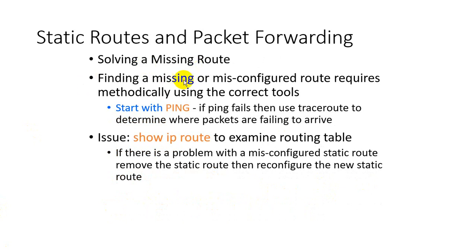Solving a missing route. Finding missing or misconfigured routes requires methodically using the correct tools. Start with ping. If ping fails, then use traceroute to determine where packets are failing to arrive. Issue show ip route to examine the routing table. If there is a problem with a misconfigured static route, remove the static route, then configure the new static route.